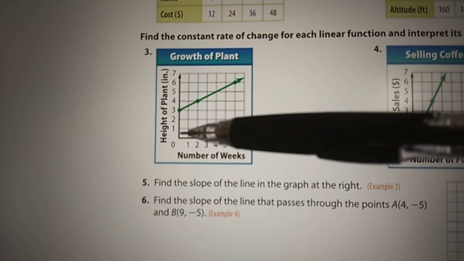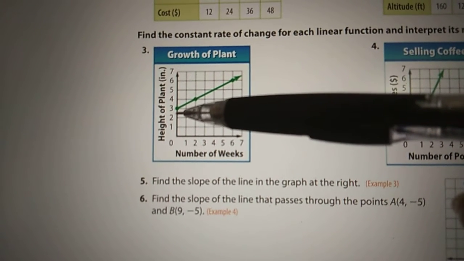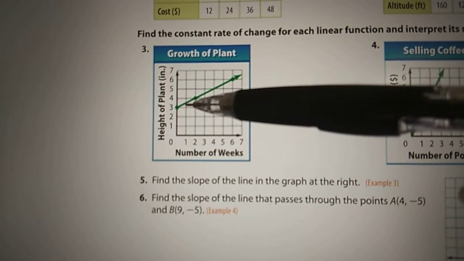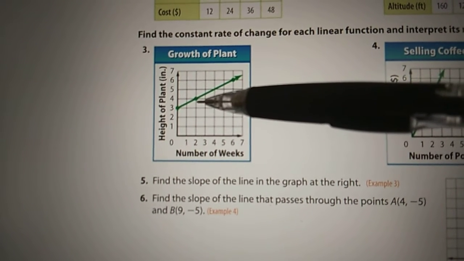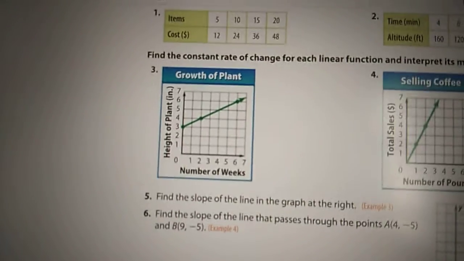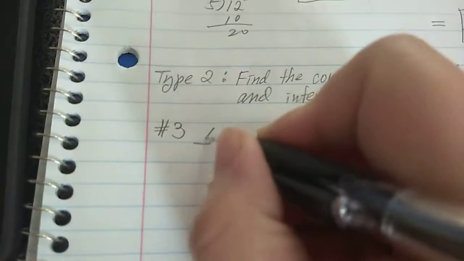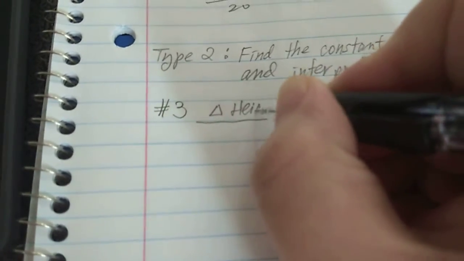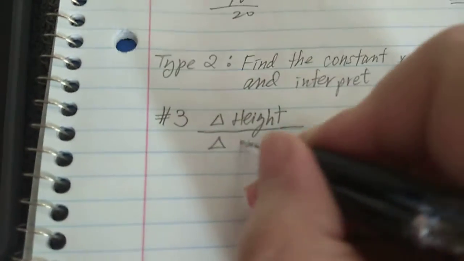At the beginning of your growth, your plant was at 3 inches. That may be just the thing that you planted. In 1 week, it grows a little bit more. That looks like half an inch. In 2 weeks, it reaches 4 inches. So in 2 weeks, it has grown by 1 inch. So this is number 3. What we want to know is the change in the height, in inches, over the change in weeks.